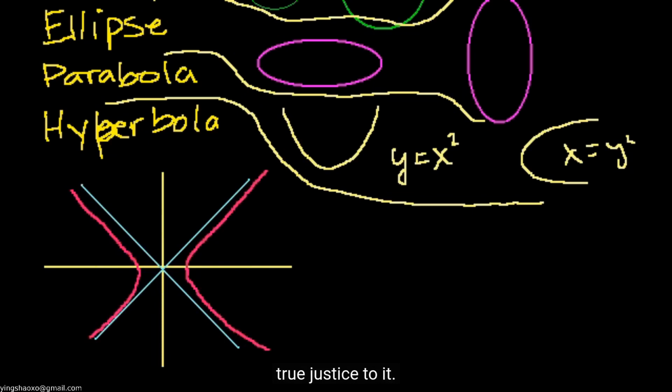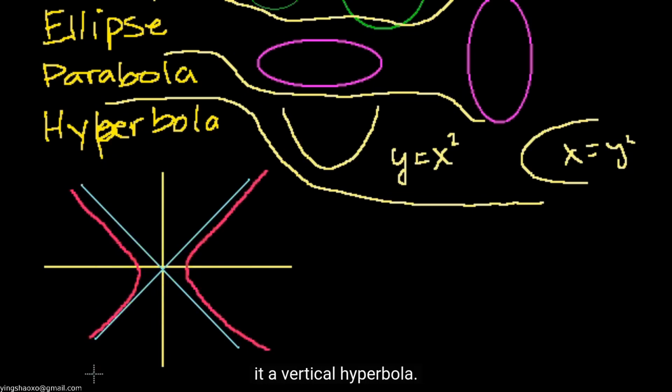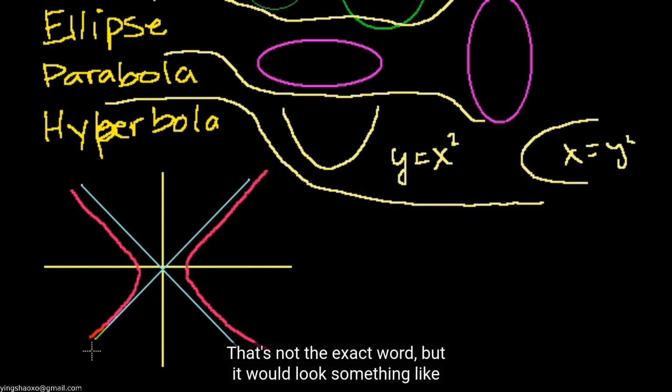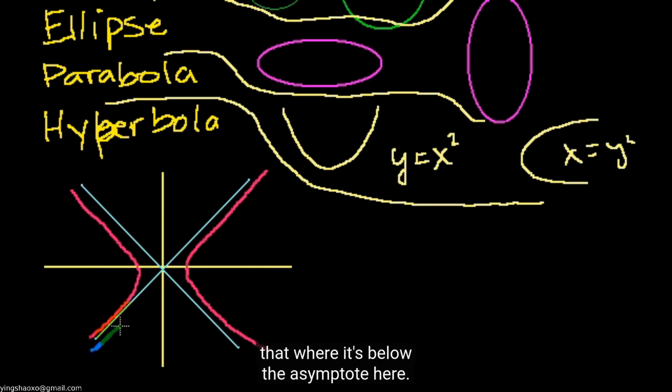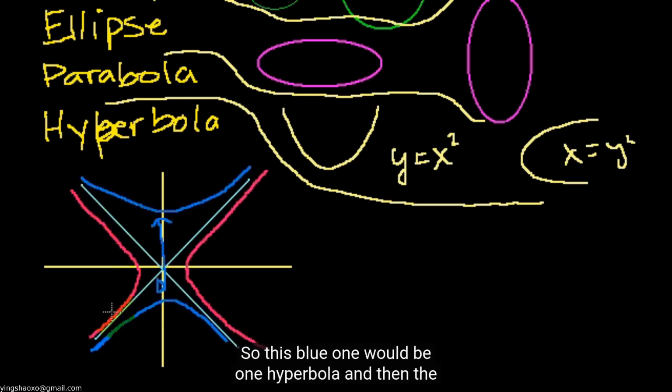I haven't done true justice to it. Or another hyperbola could be what you could call a vertical hyperbola, and that's not the exact word, but it would look something like that, where it's below the asymptote here. It's above the asymptote. So this blue one would be one hyperbola, and then the magenta one would be a different hyperbola. So those are the different graphs.